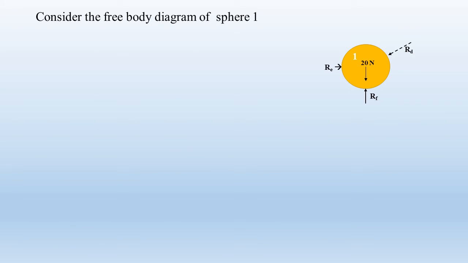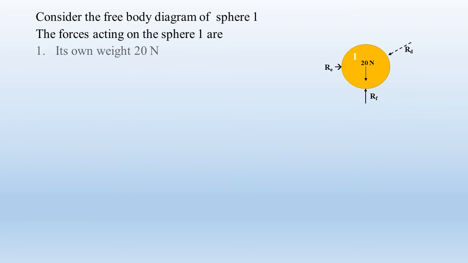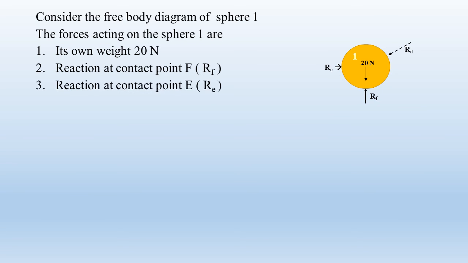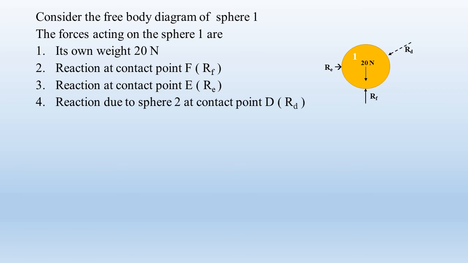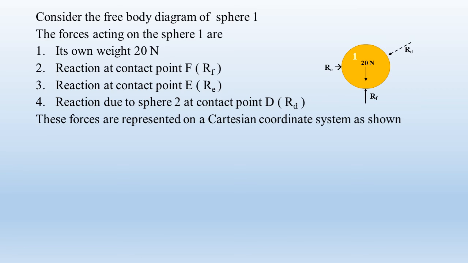Consider the free body diagram of sphere 1. The forces acting on sphere 1 are its own weight 20 newtons, reaction at contact point F, RF, reaction at contact point E, RE, reaction due to sphere 2 at contact point D, RD. These forces are represented on a Cartesian coordinate system as shown.